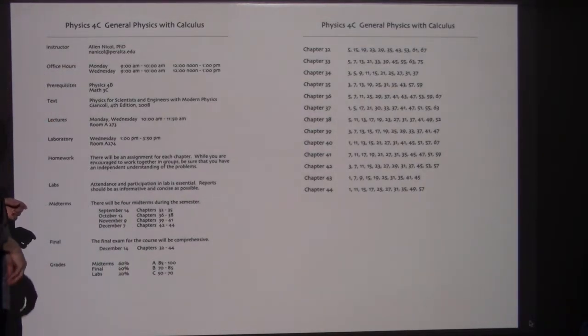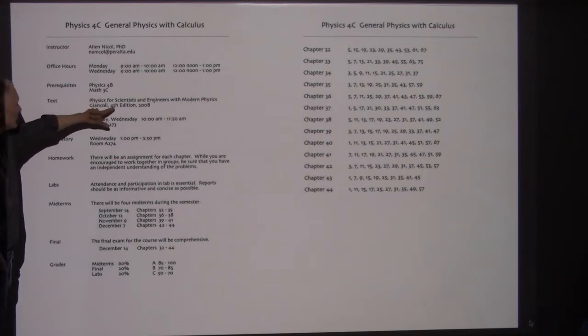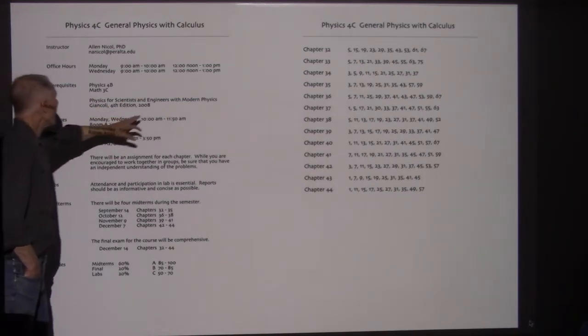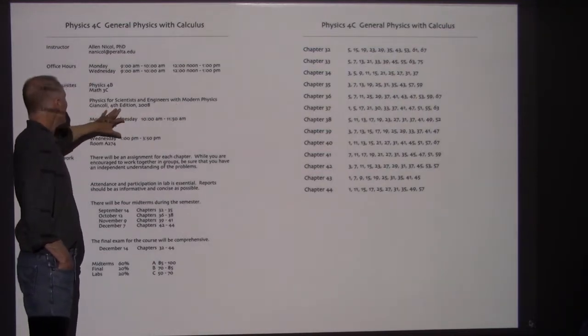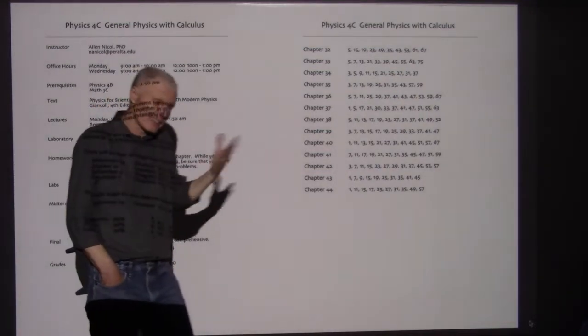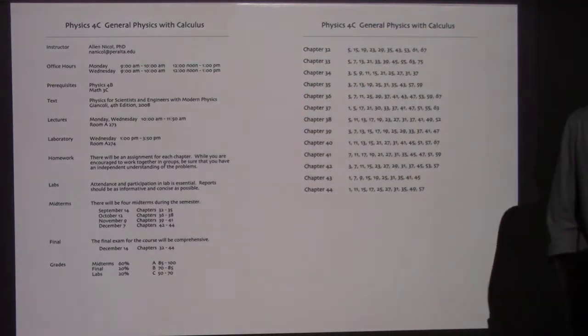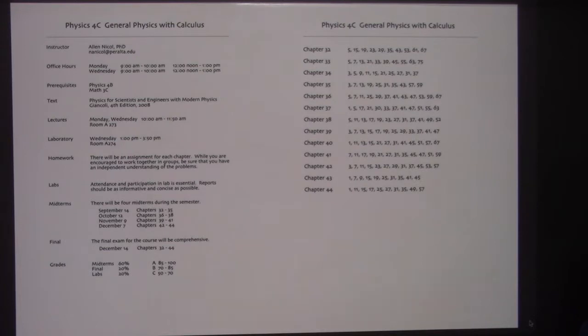Let's see, what else do we have going on here? The textbook is Physics for Scientists and Engineers with Modern Physics, Giancoli. Now, we are still using the 4th edition, and that is only sensible because you guys started out with the 4th edition. There is a 5th edition available now, but certainly for this course, we're going to stay with the 4th edition for the next several semesters.